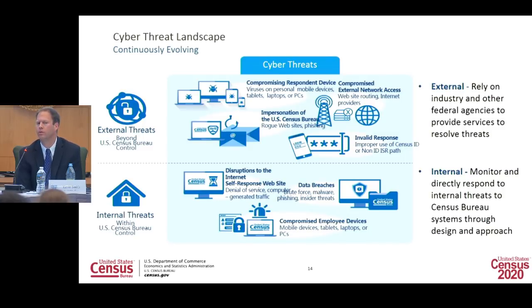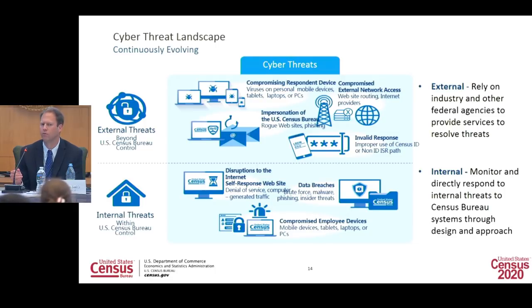But there's a point where you have your device, and we'll go through and try to educate you, and this is where we talk about relying on industry and other federal agencies. We'll try to go through an education program to inform you of what to do to protect yourself, but we can assure you when you connect to us, you're protected. Compromising the external network access is talking about the telecommunications firms of the world who help route the internet in the US. We have to make sure that when you say you're going to the census, you're getting to us.